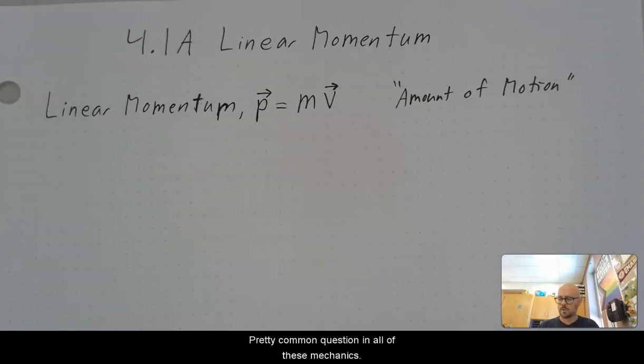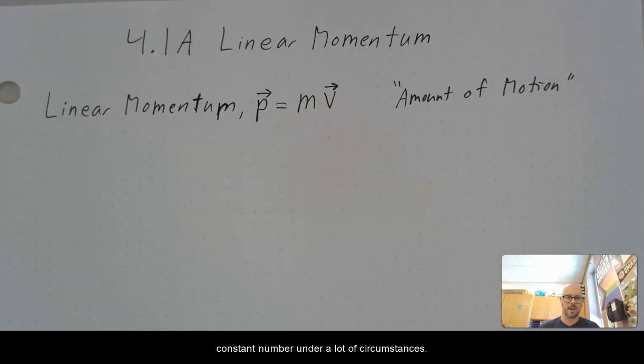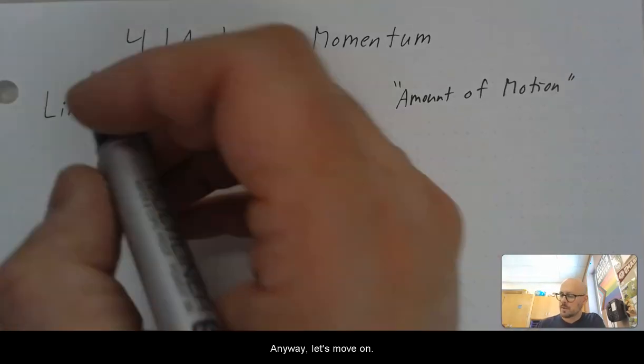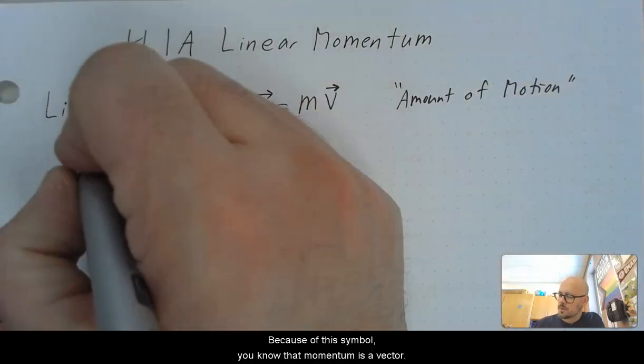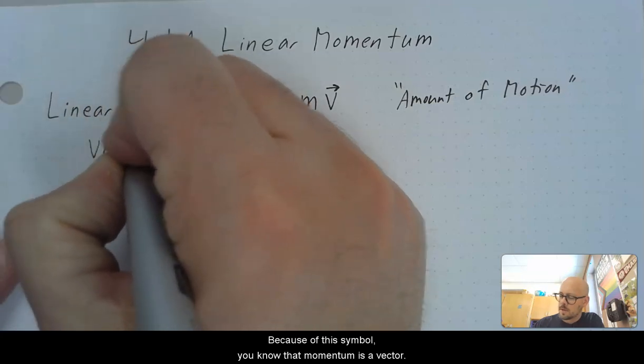A pretty common question in all of these mechanics units after Newton's second law is like, why are we defining other things if we already have Newton's second law? And the answer is conservation laws. We defined kinetic and potential energy because in nature we found that those values can add up to a constant number under a lot of circumstances, and momentum is the same thing.